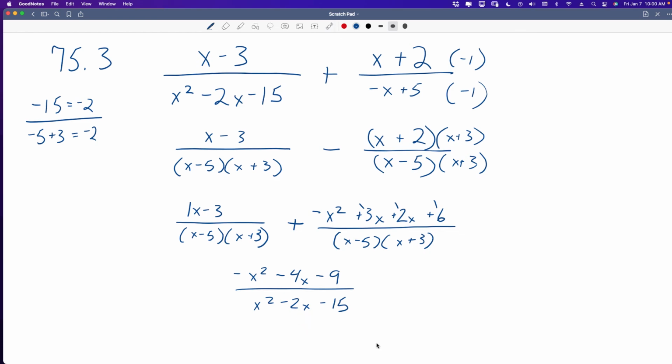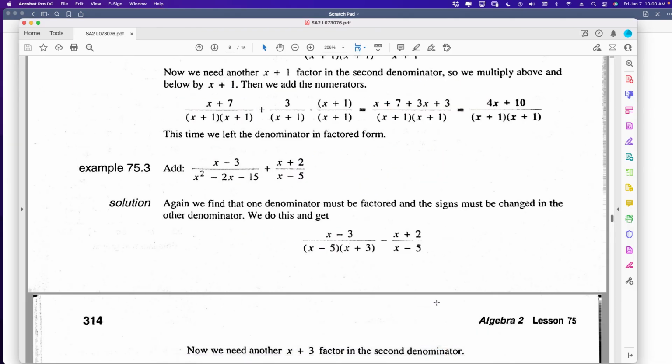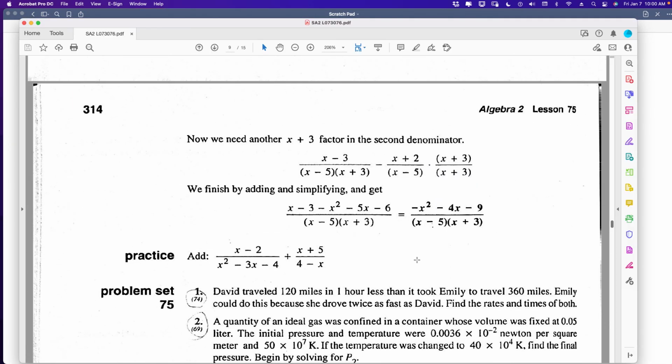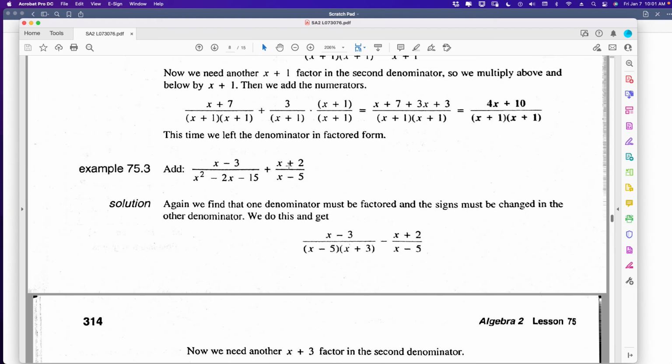So let's look at what the answer is that they have given us. And guess what? Let me pull it up. This one matches: negative x squared minus 4x minus 9. So what they did right here was this should have been reversed. It should have been 5 minus x. So this was their typo.